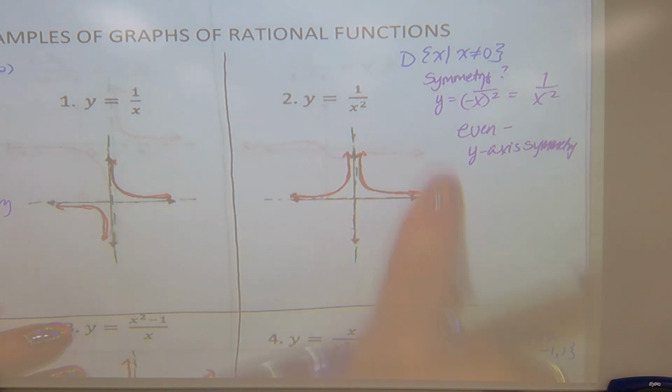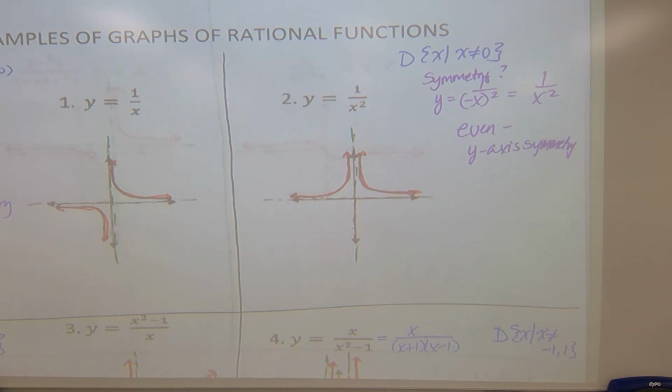And you can see that when you look at the graph, because I could literally fold it on the y-axis, and those two sides are going to fold over and match. Those are the two types of symmetry we're interested in, odd symmetry and even symmetry.